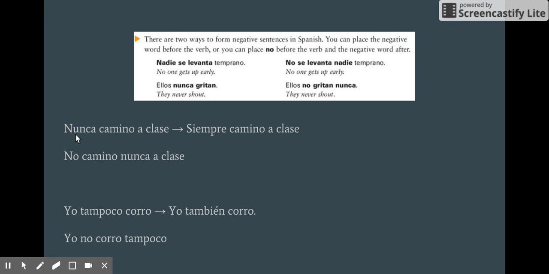Nunca camino a clase. The negative word is nunca. The verb is camino. You can add a no and have it be no camino nunca a clase by placing the negative word after the verb. As you can see, nunca, I never walk to class. The opposite would be I always walk to class. Siempre camino a clase. Or yo tampoco corro. I don't run either. Yo no corro tampoco. Place the no before the verb and then the negative word after the verb.